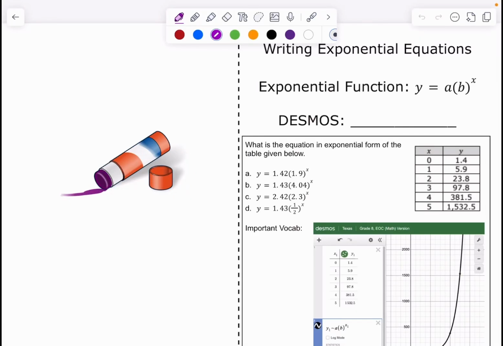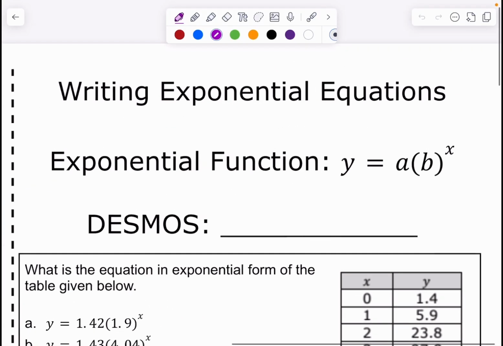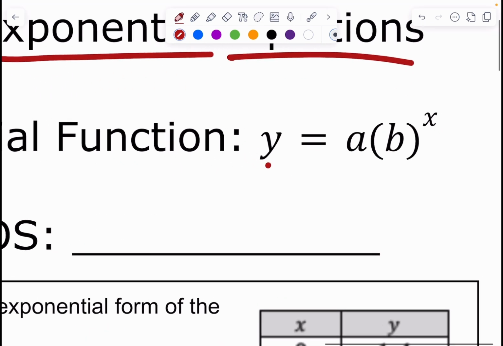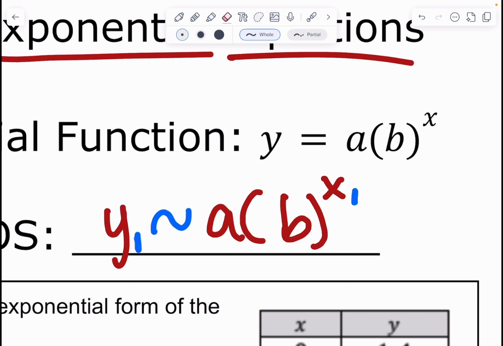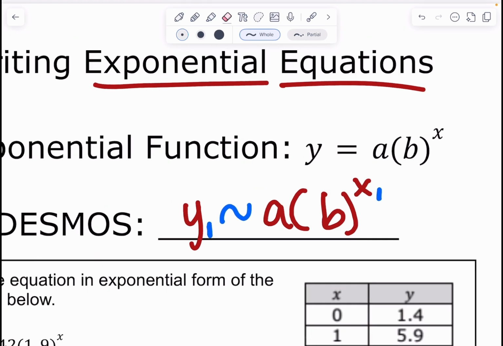All right, so what we're going to do is write exponential equations today. Remember, exponential is y equals ab little x. To be able to put this in Desmos, though, we write it again, and what we need to do is put the little bitty 1 on the y and the x, and then we need to change the equal sign to a squiggly line. So that's how you would put it in Desmos to use it.